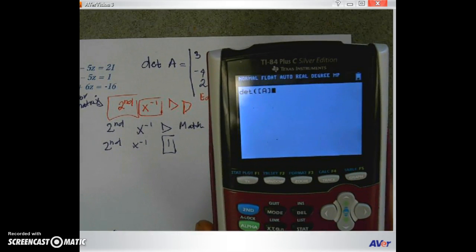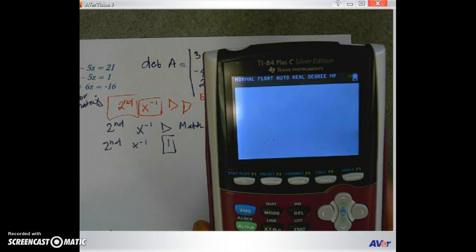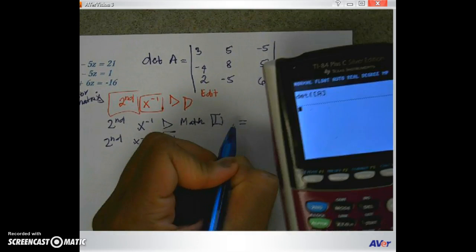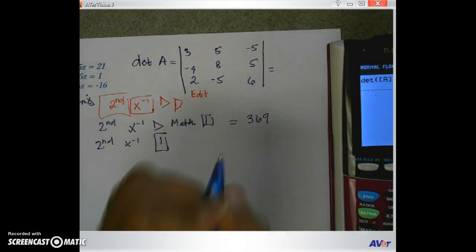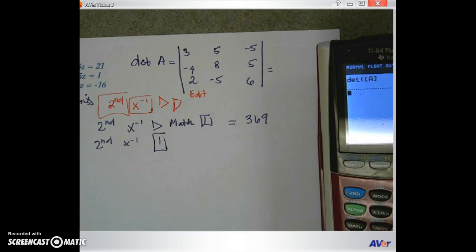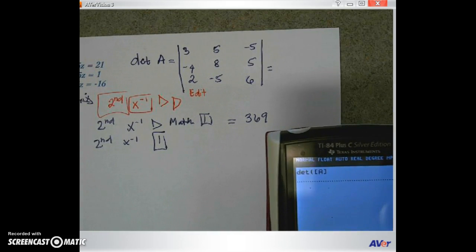And then it pops up on your screen. Once it's there and it's there correctly, you don't have to close that parentheses. You can just hit enter. And it's telling you that that determinant is equal to 369. Now, if you did not get 369, it is for mostly one reason and one reason only. And that reason is that you entered in something incorrectly. It's the only reason why you would have that.